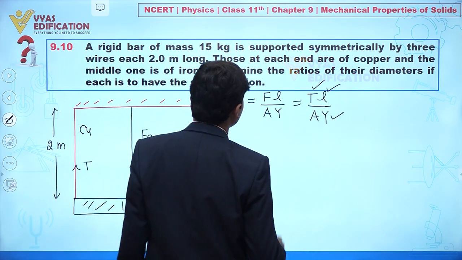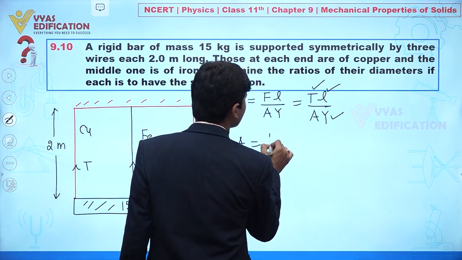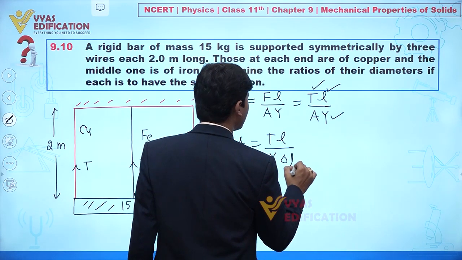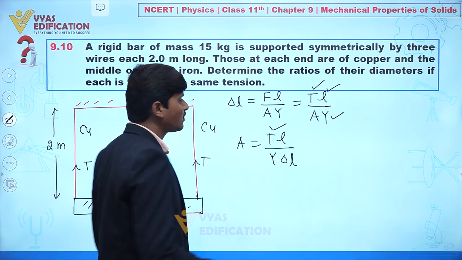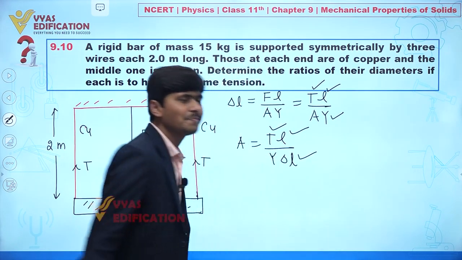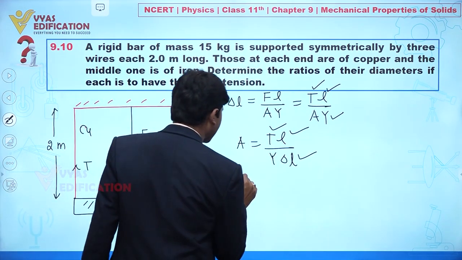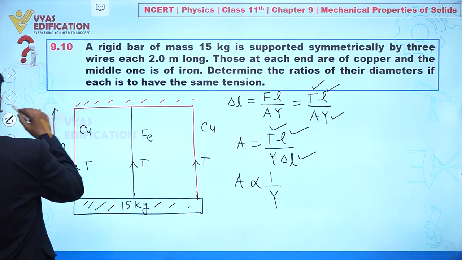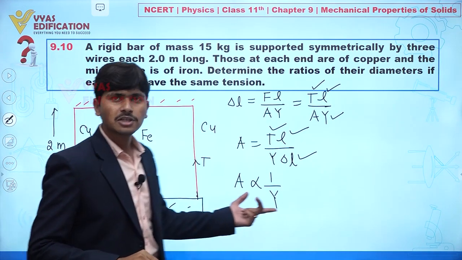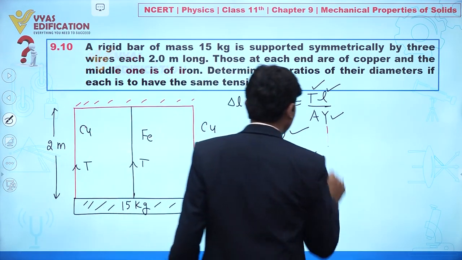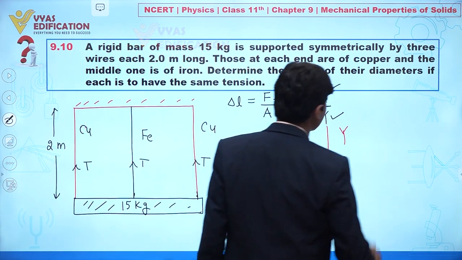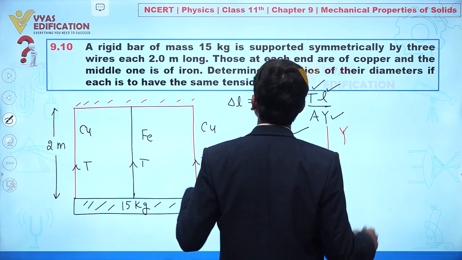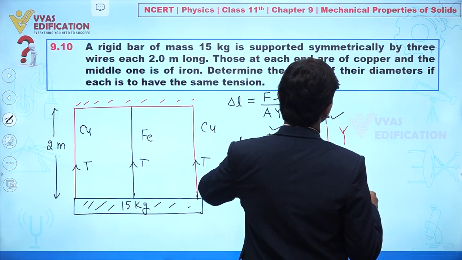So can I write like this: A equals TL over Y delta L. Now T is the same for each wire, L is the same, and delta L is also the same. So from here I can say area is inversely proportional to Young's modulus. So we can say area is inversely proportional to Young's modulus, and we need the Young's modulus for iron and copper to determine the ratio of their diameters.